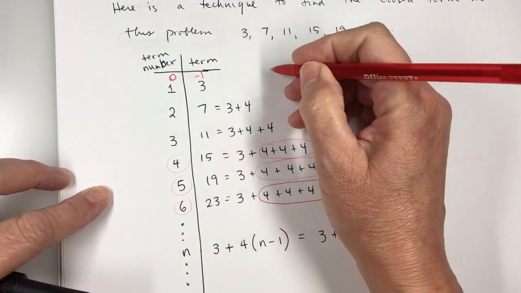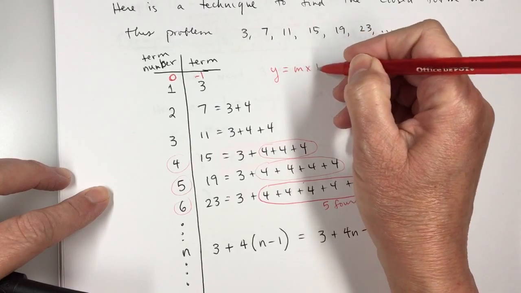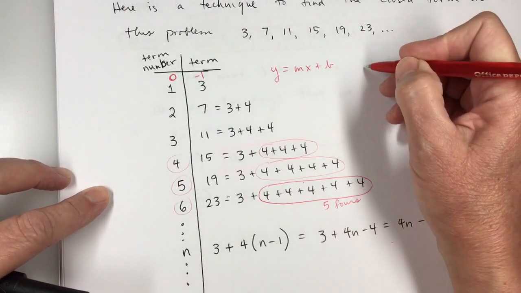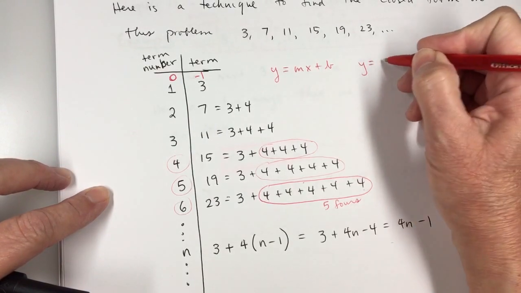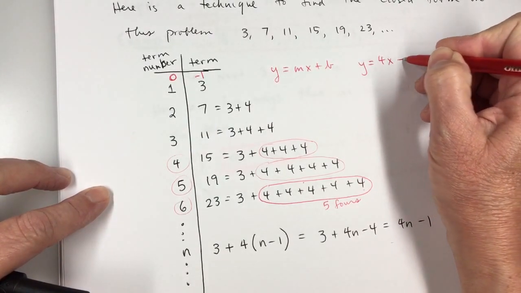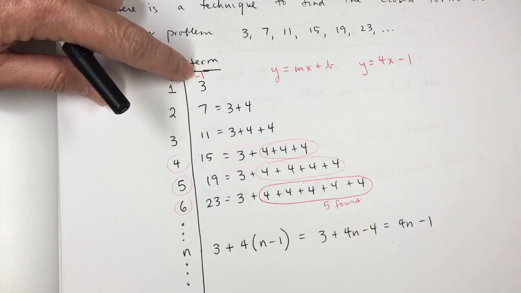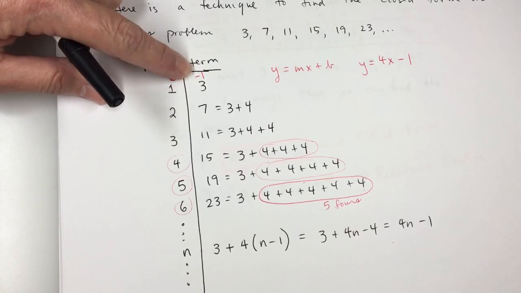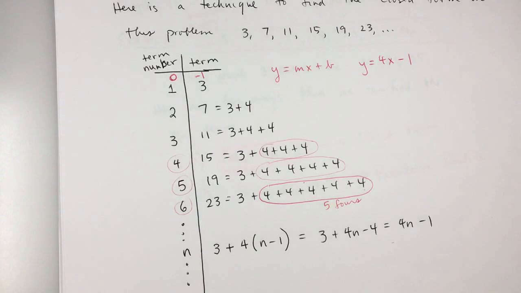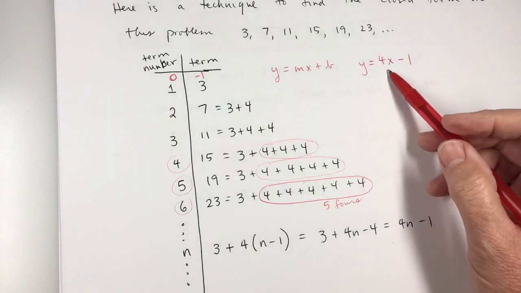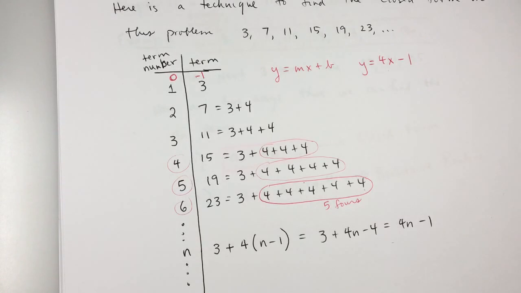Do you remember this from algebra? Y equals mx plus b. Well, I would have y equals 4x minus 1. The 0th term, that's actually the y-intercept. And what is the 4 that I'm adding? That's the slope. So it's really a variation of some things you've done before in an algebra class, in geometry, in elementary school when you did sequences, although this goes a lot deeper than what you did back then.